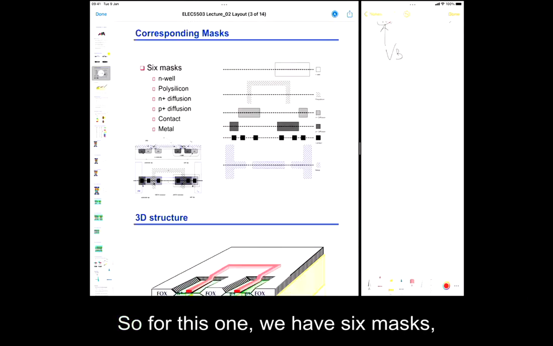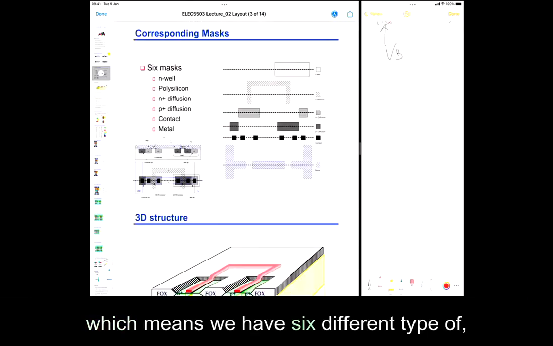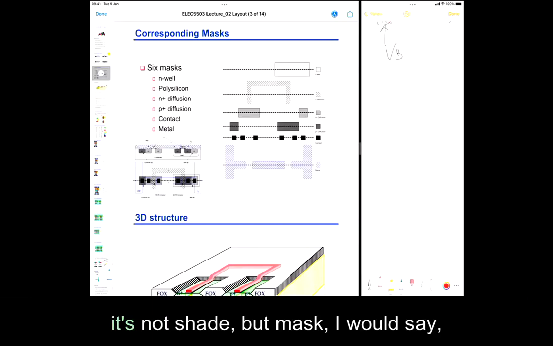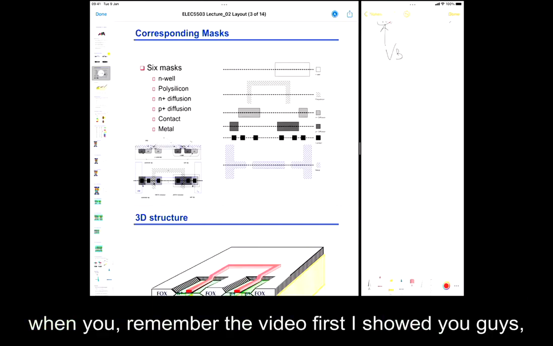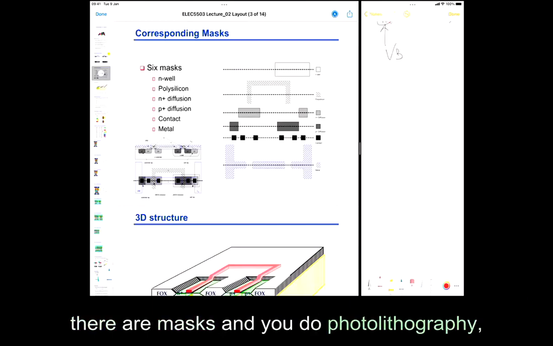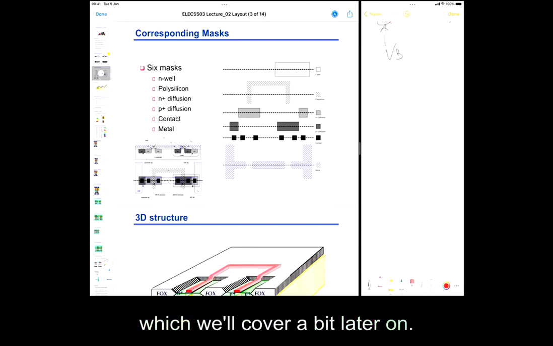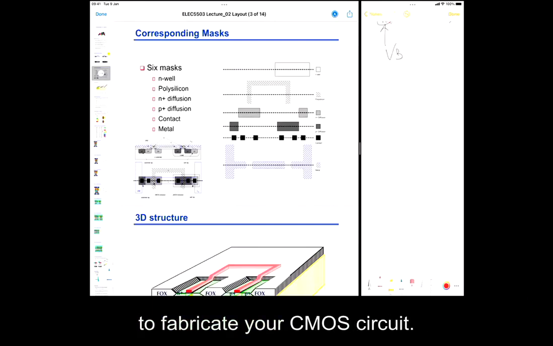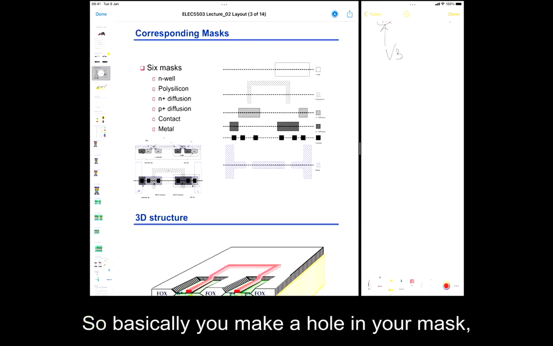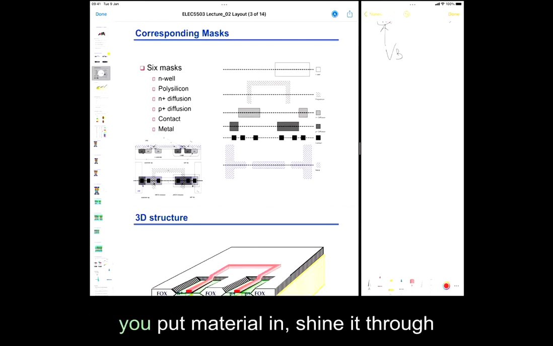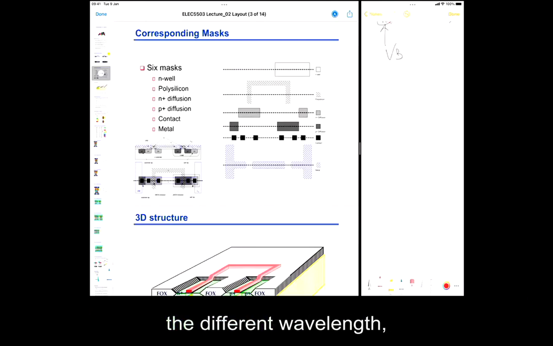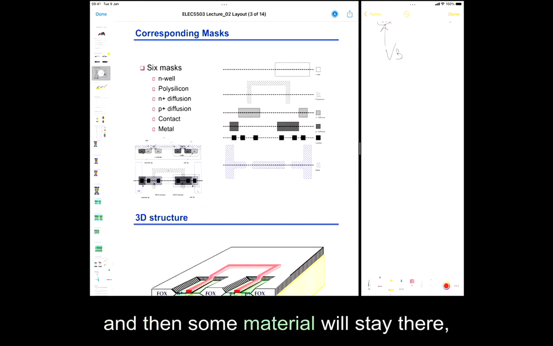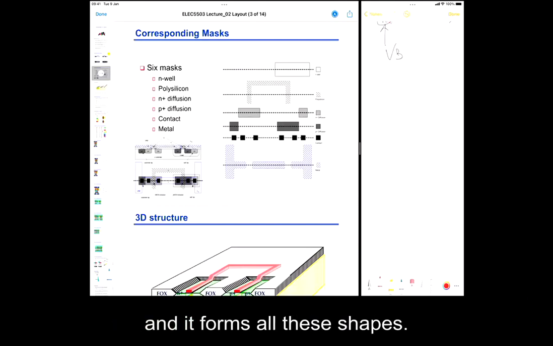So for this one, we have 6 masks, which means we have 6 different types of, it's not shape, but mask, I would say. When you remember the first video I showed you, there are masks and you do photolithography, which we'll cover a bit later on. Those masks are the things that you use to fabricate your CMOS circuit. So basically you make a hole in your mask, you put material in, shine it through with different wavelengths, and then some material will stay there, some material will be washed away, and it forms all these shapes. Okay, we'll cover it later on.